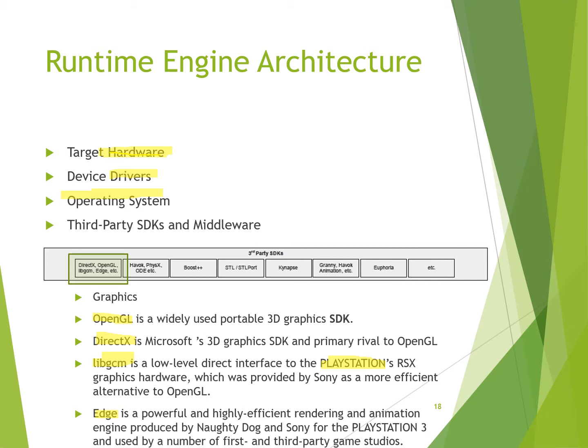Unlike the general PC, which is designed for lots of different applications, the chips inside a game console are designed only for games. So if you use the GCM library or Edge, you can speed up the whole process.